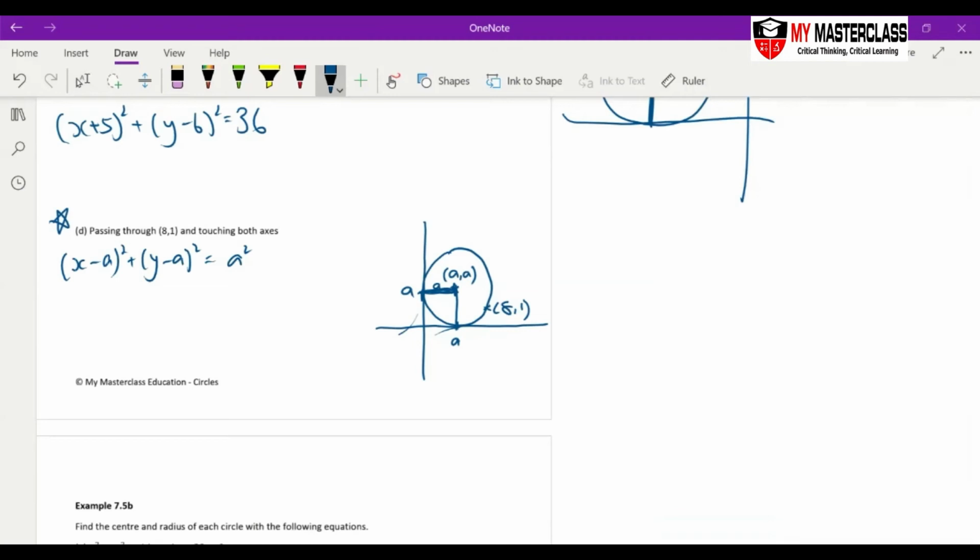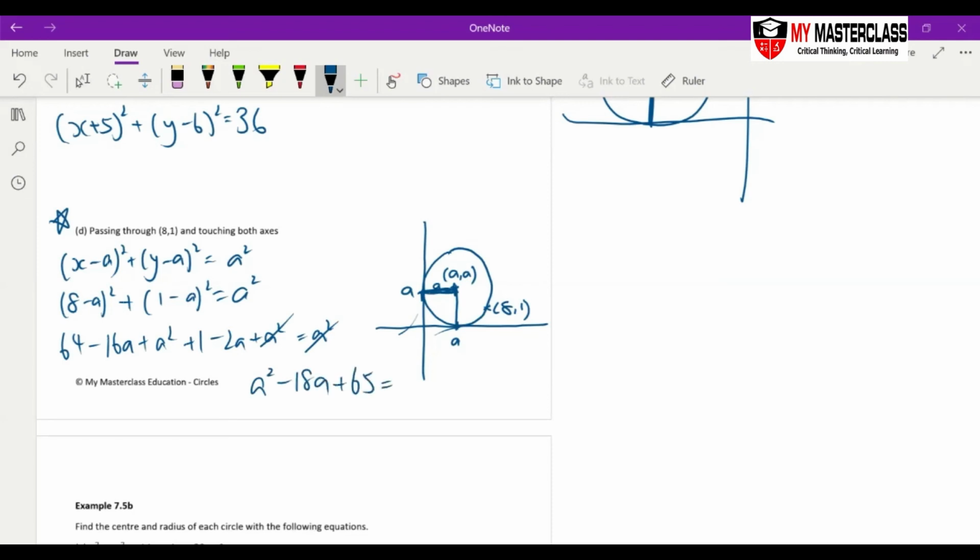That's why they give you (8, 1). If I pass through (8, 1), I can sub the 8 and 1 as my x and y. So this means that (8 - a)² + (1 - a)² = a². Open everything up, solve the quadratic equation. Sometimes you must draw a little bit to see. If you don't draw, you cannot see. So you get 64 - 16a + a² + 1 - 2a + a² = a². a² - 18a + 65 = 0. (a - 13)(a - 5), I think.